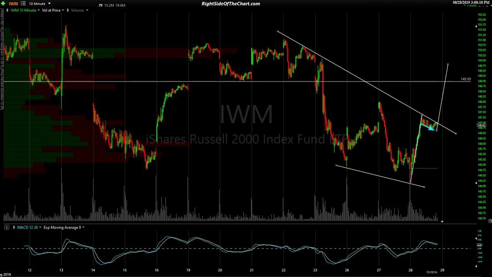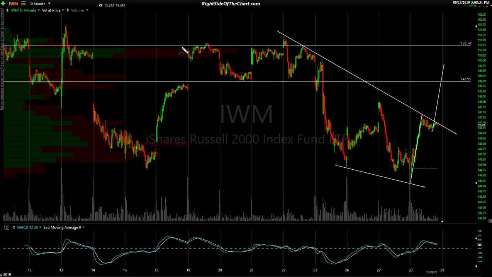That should be a line tool, and the top is there. You'd add it to the bottom, at the lowest point of the flag before it breaks out. So we'll say right there. That's a measured target, but then I look and see where the nearest resistance levels are. And I see a consolidation period right here on IWM.